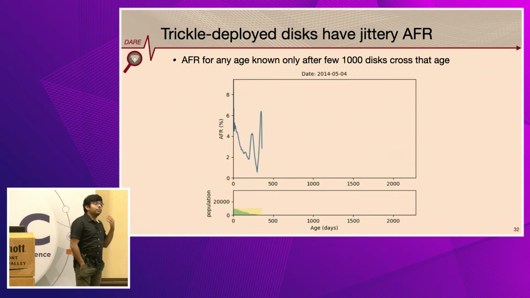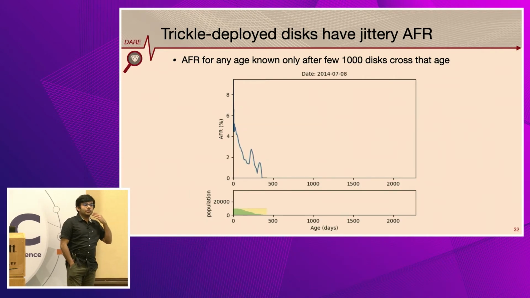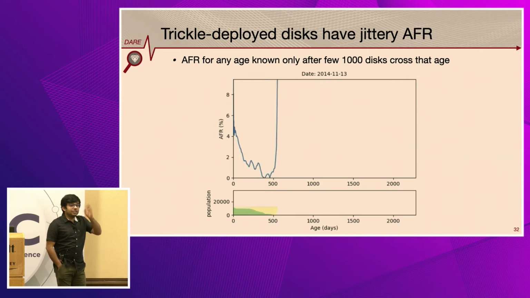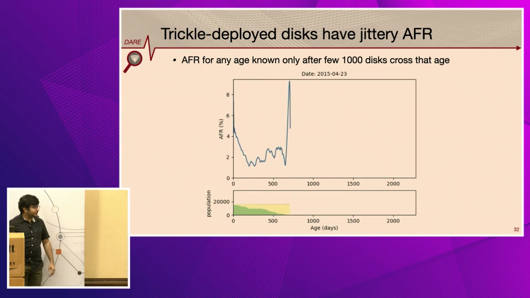Remember, AFR is a population statistic. So as the disk population goes on becoming higher, you get a higher confidence on the AFR. The leading edge of the AFR that is being formed is in fact very jittery, but as you look towards the left of the curve, that is much more stable because now it is dependent on a much higher population. The AFR estimate is based on a higher population.